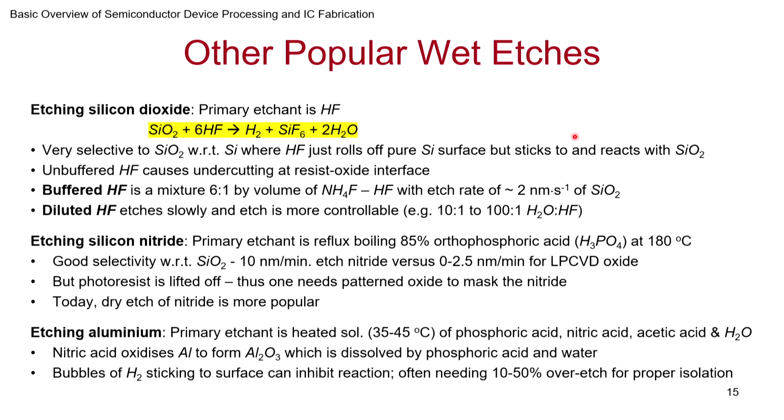Aluminum etchant. The primary etchant is a heated solution at 35 to 40 degrees of phosphoric acid, nitric acid, acetic acid, and water. Okay. So these four constituents. The nitric acid oxidizes the aluminum, forms Al2O3, and then that is dissolved in phosphoric acid and water. This is very similar to the nitric acid HF game that was being played with silicon, right? Here it's actually with aluminum. Nitric acid will form Al2O3, it oxidizes, and that will be eaten up by phosphoric acid, and it will also dissolve in water.